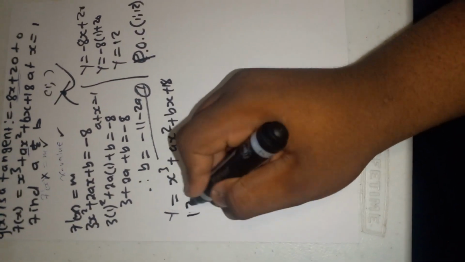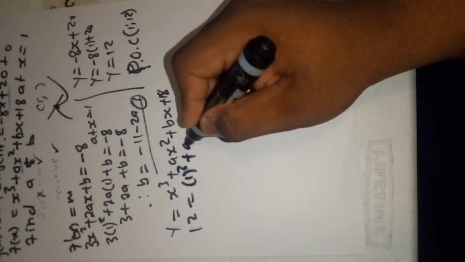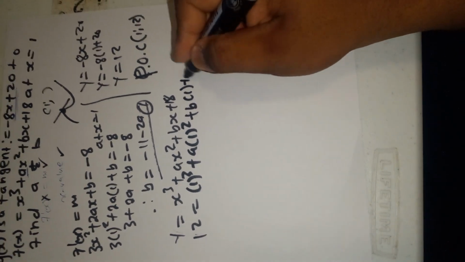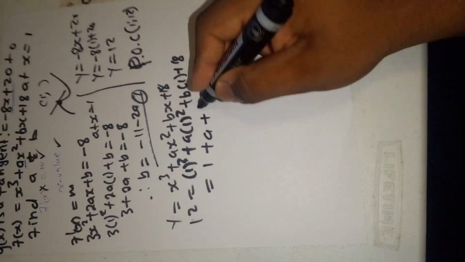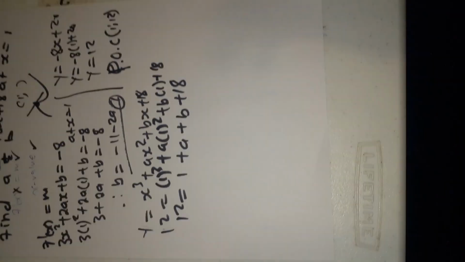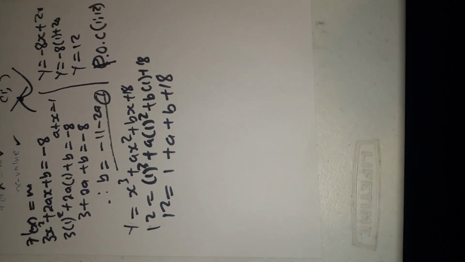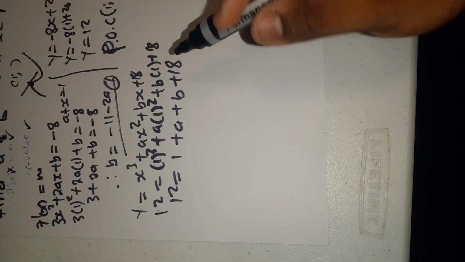Now we are going to substitute both x and y. So where there is y, put 12, it is equal to 1 cubed plus a(1) squared, okay? And then plus b(1) plus 18. Is it fine? Now I have 1 plus a plus b plus 18, equal to 12 that side. Okay, so now let's go there. 1 plus 18, it is what? 19. 12 minus 19, what is it?